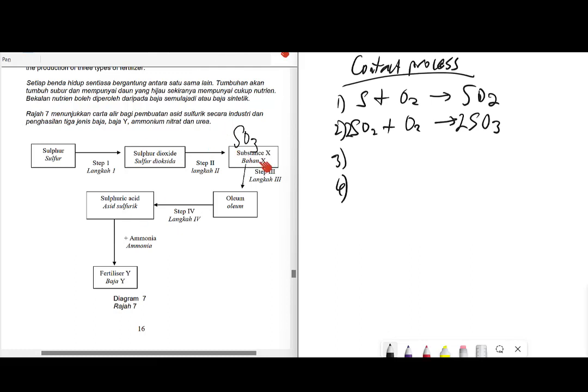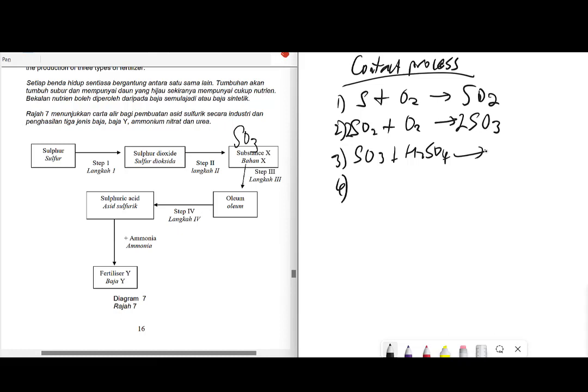Alright, so step 3 is where you're going to produce something known as oleum. We're going to start from SO3. The sulfur trioxide is a gas, so the gas will actually have to dissolve in something we call the concentrated sulfuric acid. So you're going to write H2SO4. Okay, so it's a gas dissolved in acid, and we're going to get something we call oleum.